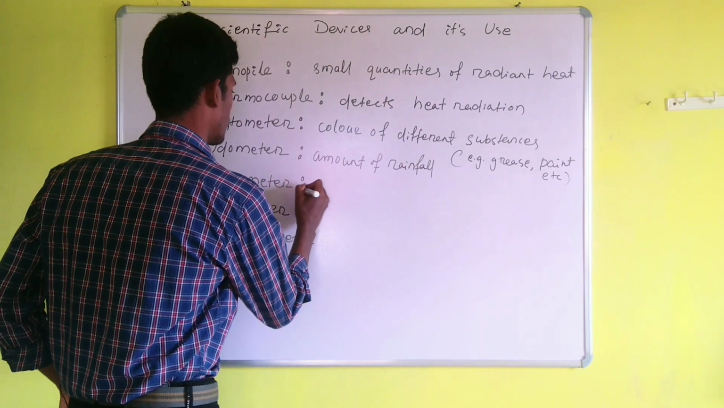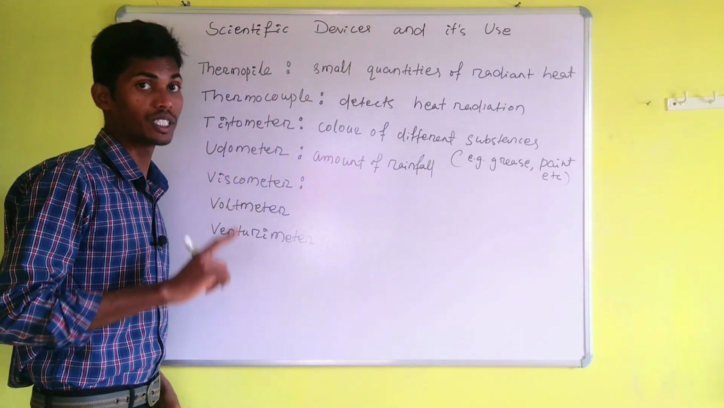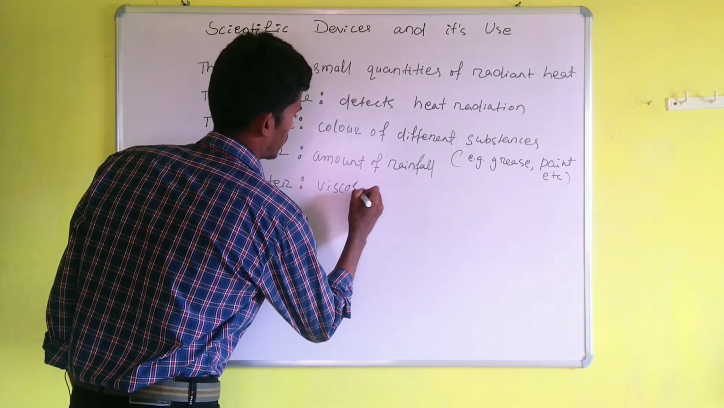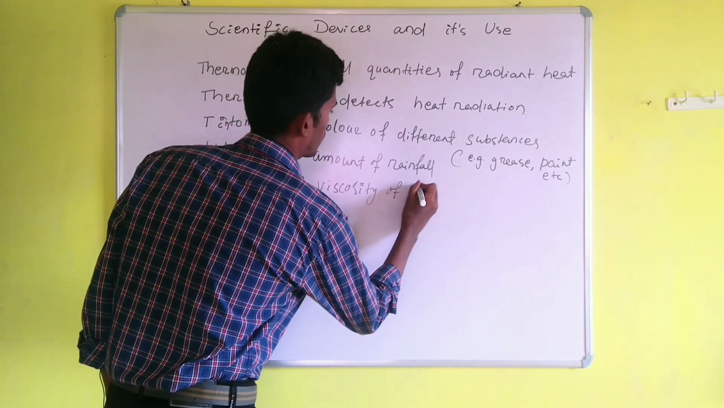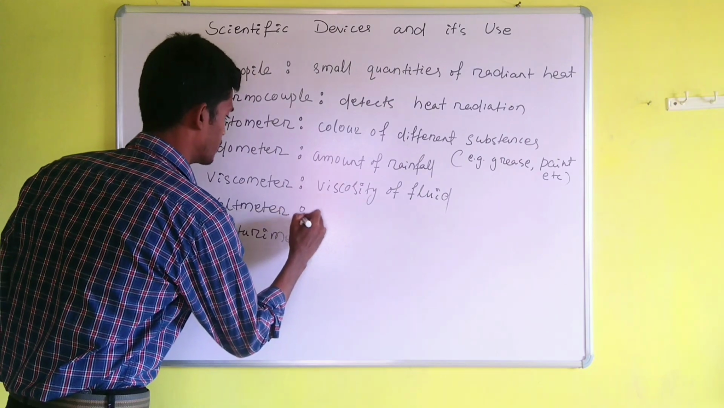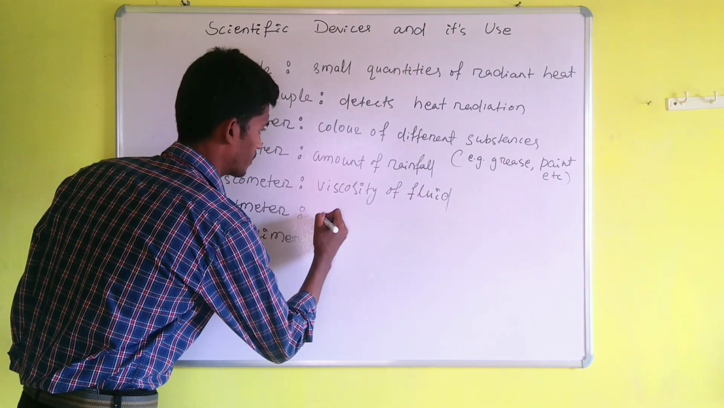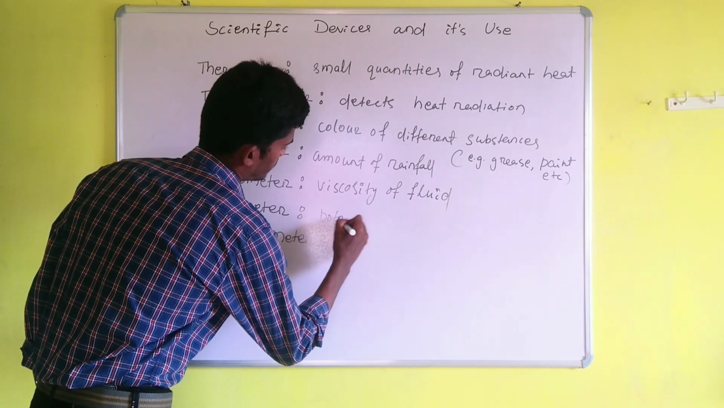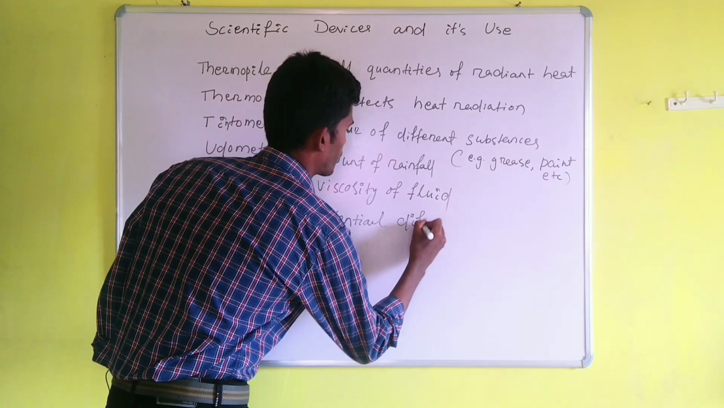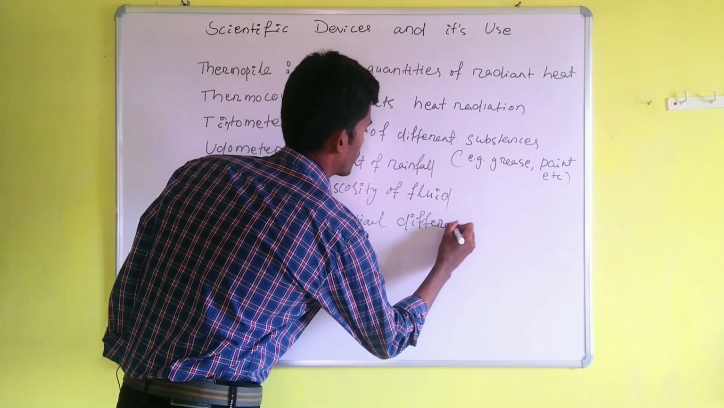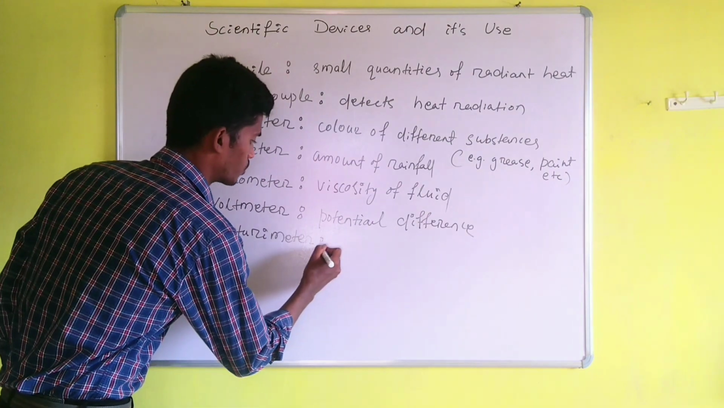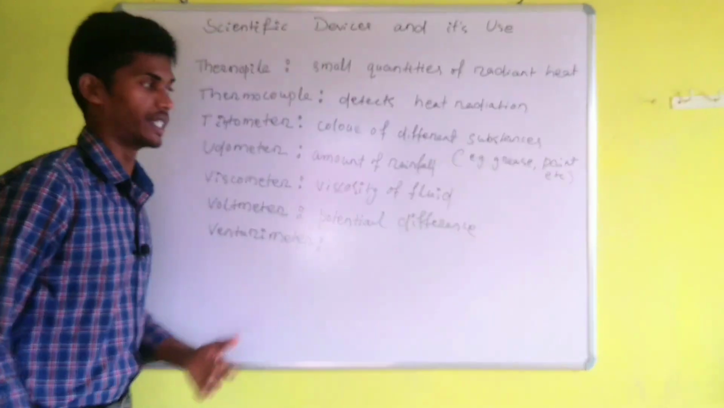Viscometer is used to measure the viscosity of fluid. Voltmeter is used to measure the potential difference. Venturimeter is used to measure flow of liquid.